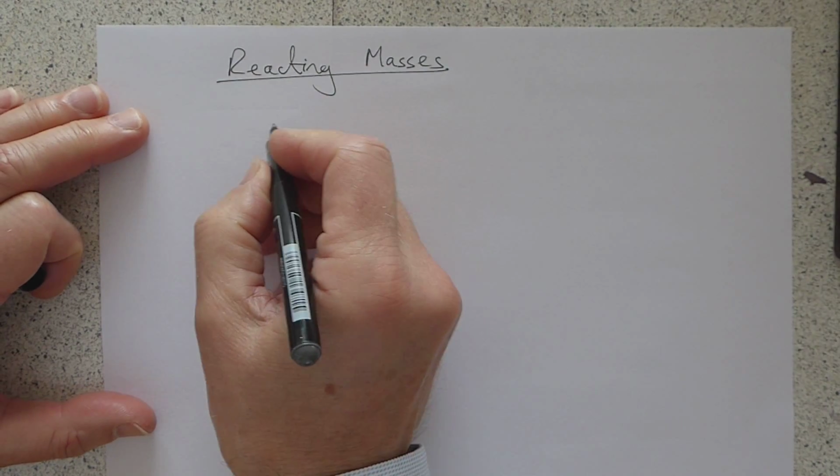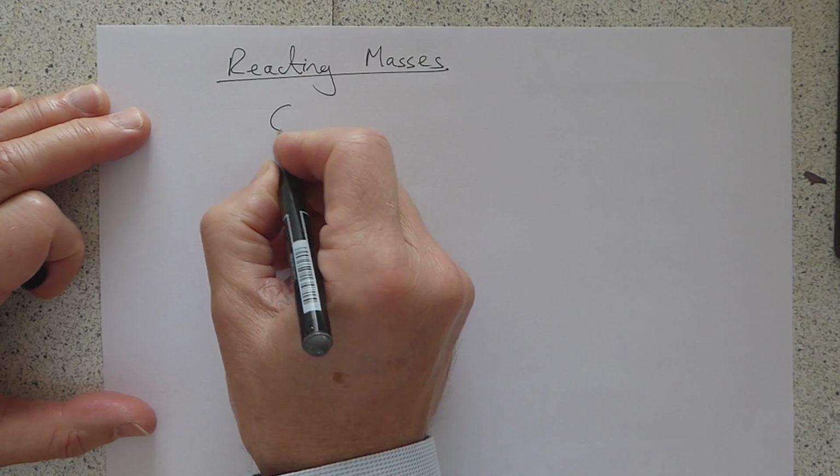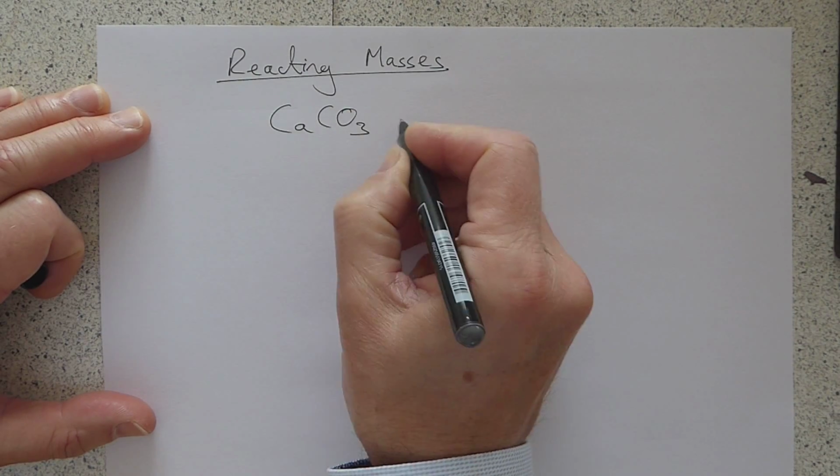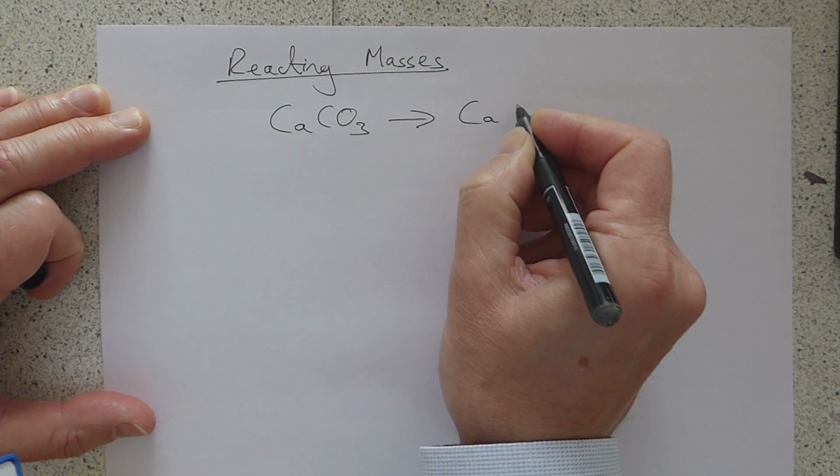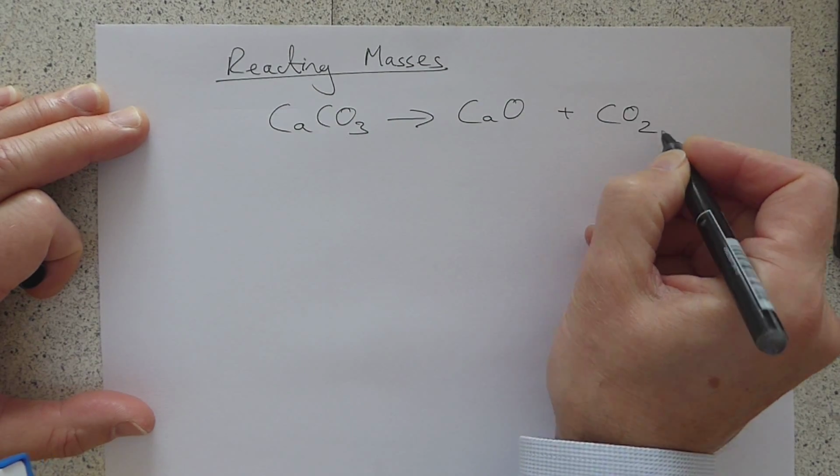So in those questions, you're always given a balanced equation. Let me just take that equation as an example. Calcium carbonate makes calcium oxide plus CO2.